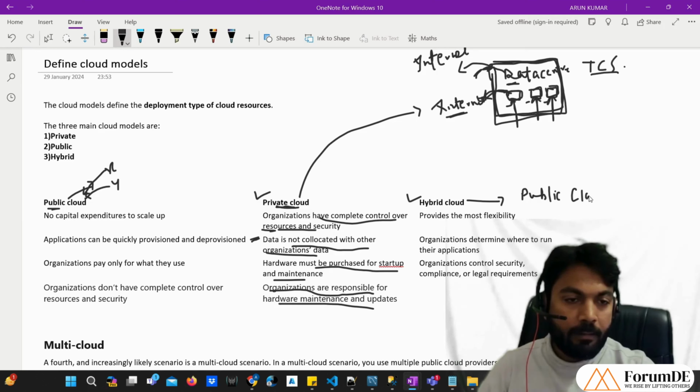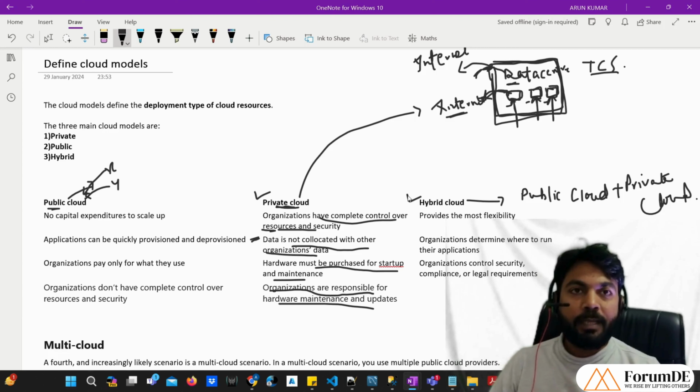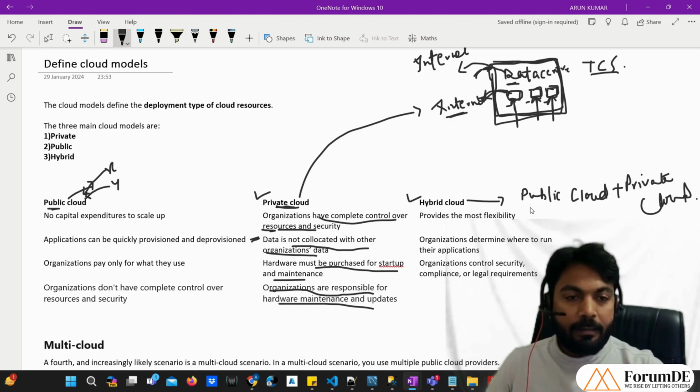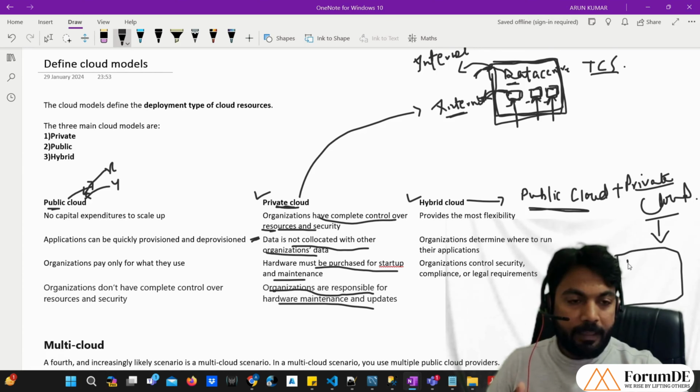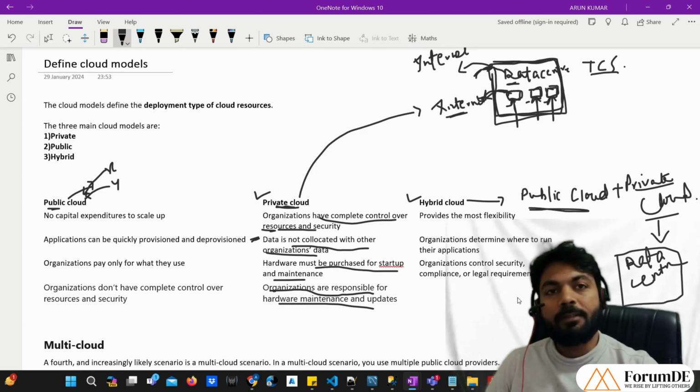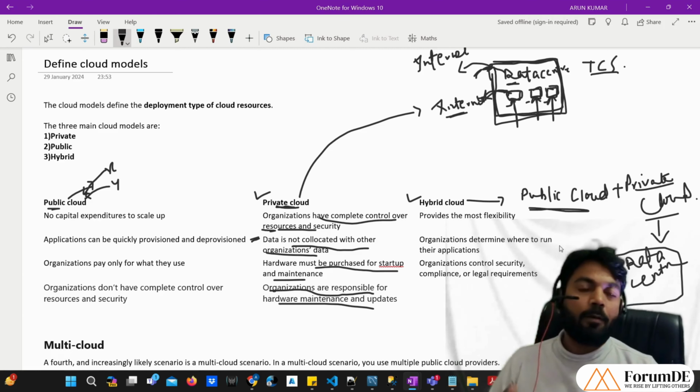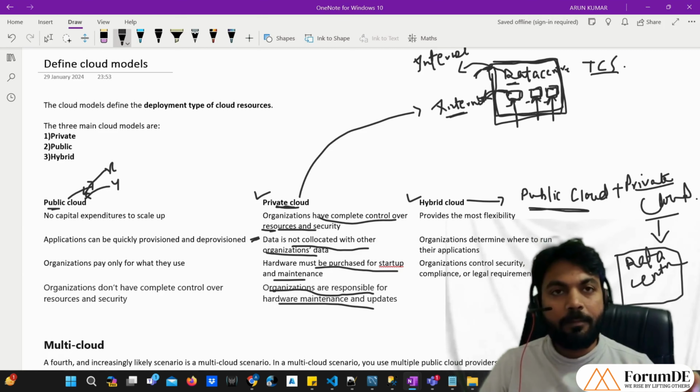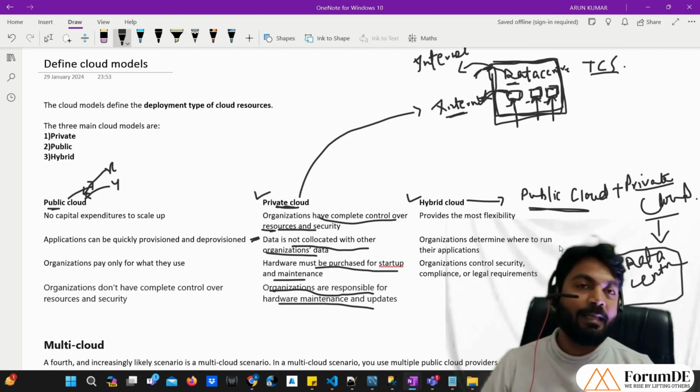In hybrid cloud, many organizations use both public cloud and private cloud. It means they have their own data centers, as well as they're using some of the public cloud platforms like Azure, AWS, and GCP. Let me read a few of the points which I have written.